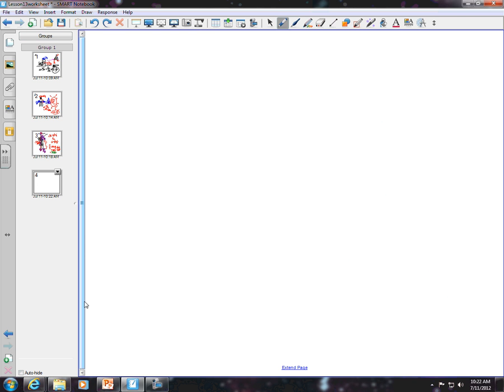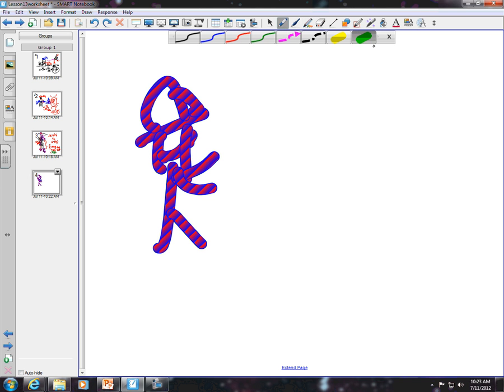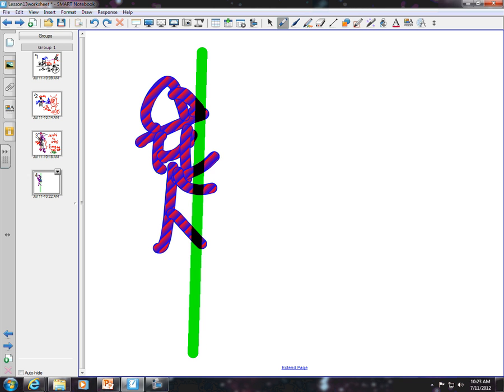Something kind of similar, except with an acceleration. Now we have a firefighter. Here's our firefighter, sliding down a pole. Let's pretend that pole's straight up and down. The firefighter has a mass of 80 kilograms and slides down the pole.